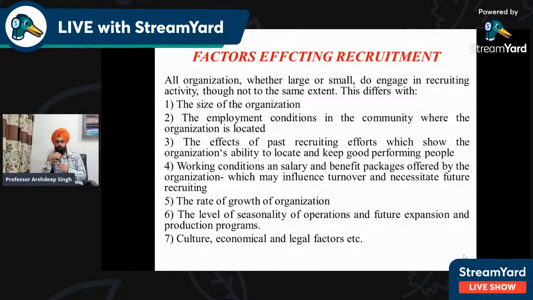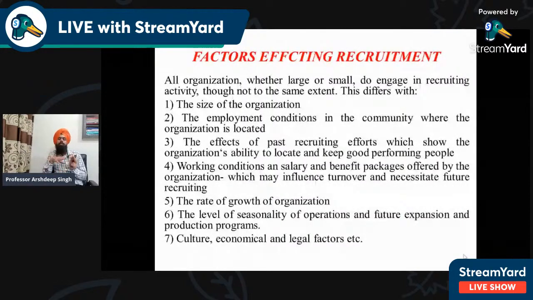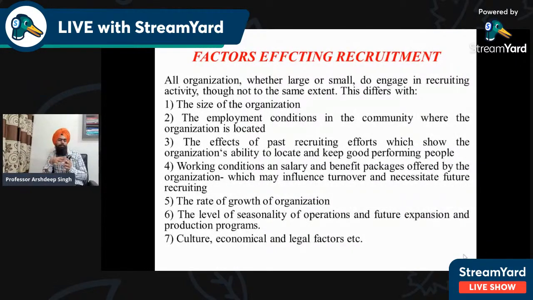Third is the effects of past recruiting efforts, which show the organization's ability to locate and keep good performing people. It is very clear that if you performed a recruitment process in the past, but the persons who were selected are dissatisfied with the organization's recruitment process, they will not apply the next time. It will give a message that the organization is not recruiting people in an efficient manner. So next time they will have fewer applicants.